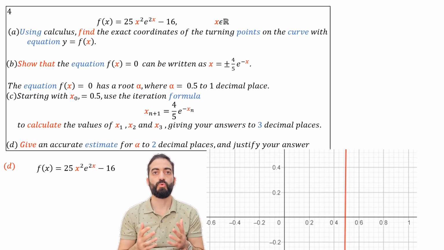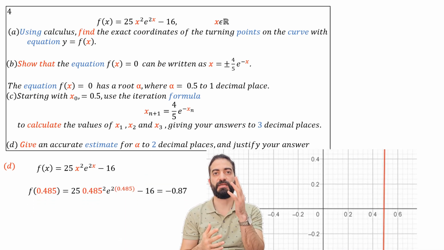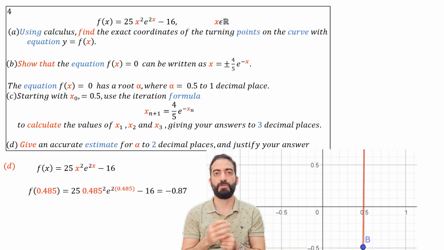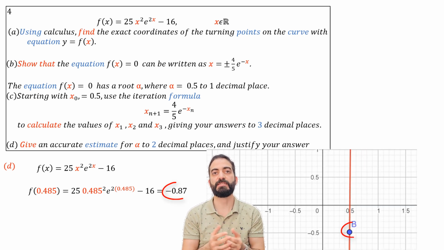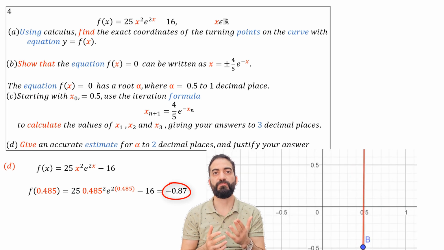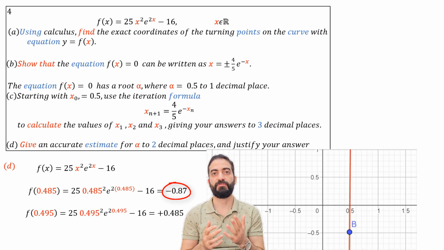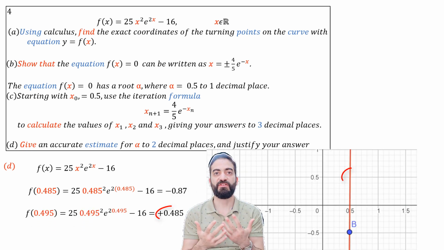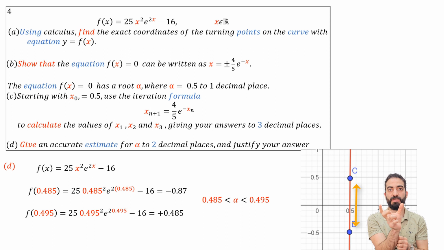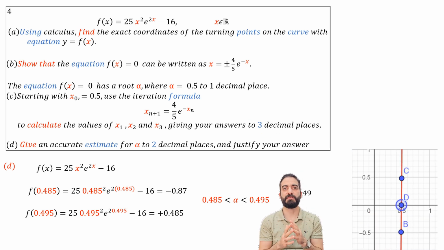If we do f(0.485), we will get a negative answer. And if we do f(0.495), we will get a positive answer. This is evidence that alpha exists between 0.485 and 0.495, meaning that alpha is approximately equal to 0.49.